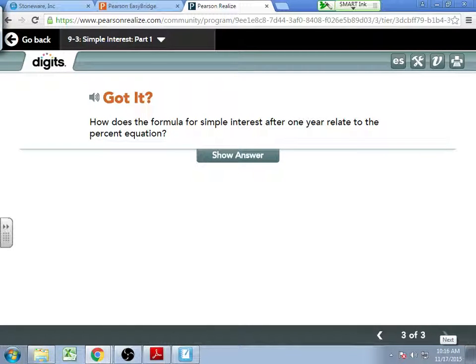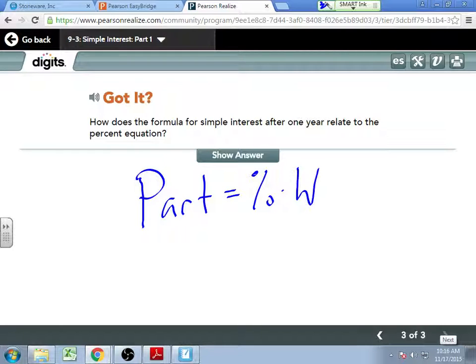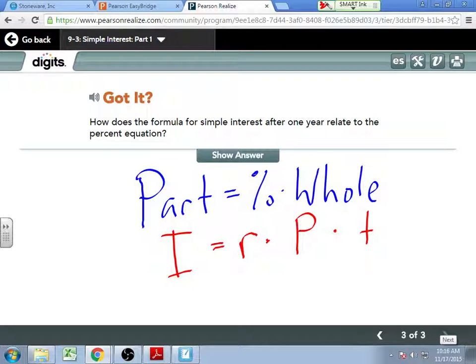So, remember your percent equation? Part equals percent times whole, what we were just dealing with yesterday. Think about this. The interest earned equals some rate times the amount you invested times the time you invested it. And if the time is 1 year, what does multiplication by 1 do? It's the same thing. It's nothing. Order is irrelevant. I can change the order of multiplication. This is still PERT.